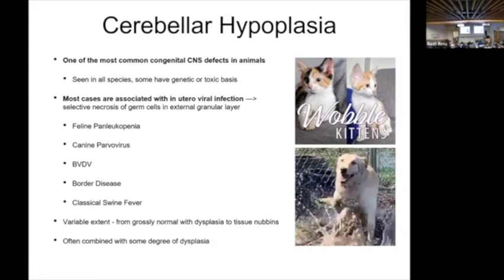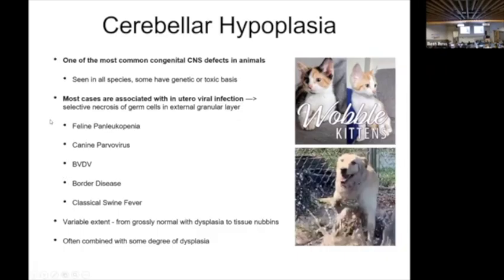Kittens are kind of the famous poster child. This is another one of my favorite YouTube videos. Have you guys seen this guy? It's a cerebellar hypoplasia dog dancing in the mud, and he's so happy, but he just can't. That's great. So most of these cases are associated with an in utero viral infection. Feline panleukopenia is the one we think, but you can always see it with these other guys.